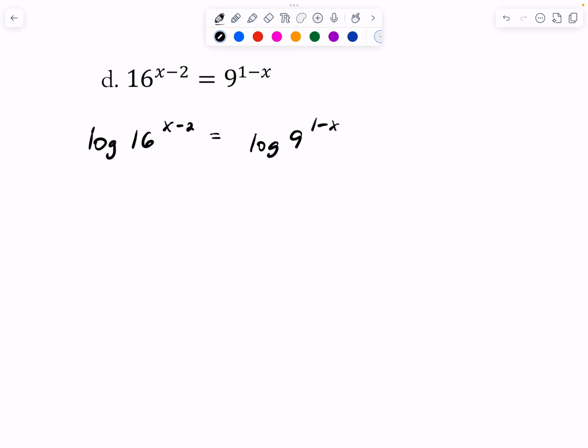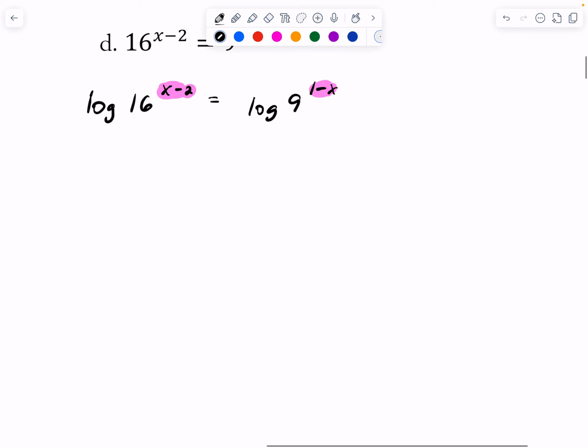All right. Now, by doing this, this allows me to take these exponents and move them to the front of the logarithmic equation. So I'm going to write x minus 2 times the log of 16 equals 1 minus x times the log of 9. Now, because I have expressions that are not just x by itself, I have x minus 2 and then 1 minus x, I am going to distribute that log times each of those terms.